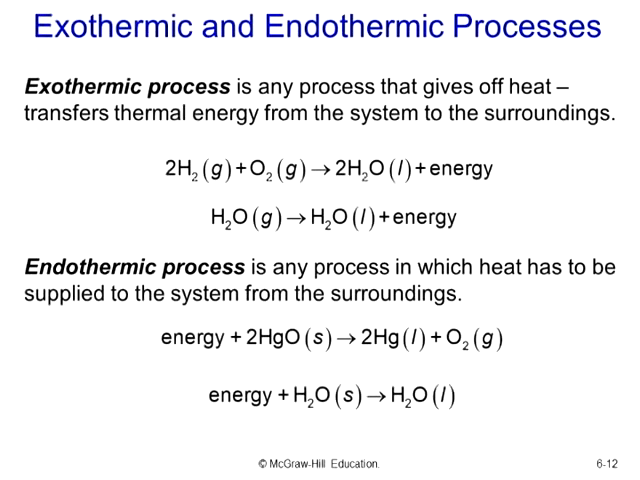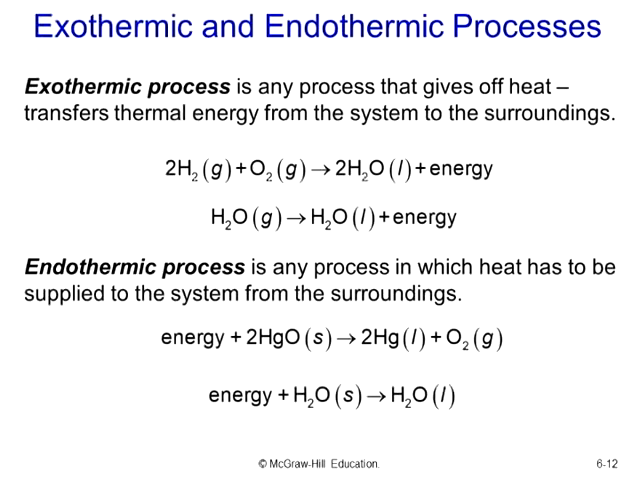The energy in a chemical reaction can either be released or absorbed. If the energy is absorbed, then it is positive energy. If the energy is released, then it's negative energy. Negative energy is exothermic energy. Positive energy is endothermic energy. So what is an exothermic process? And what is an endothermic process?